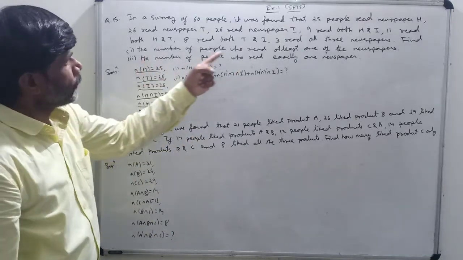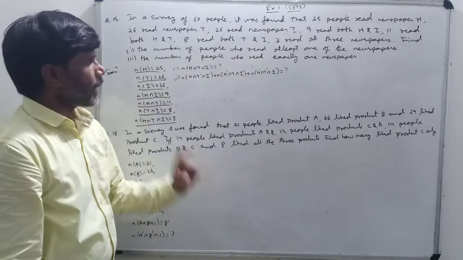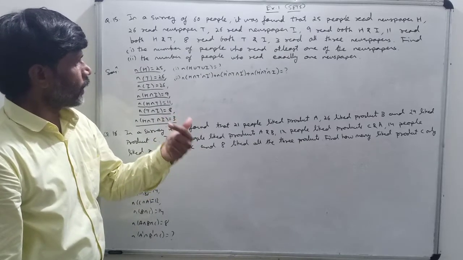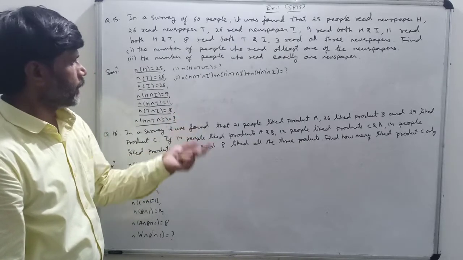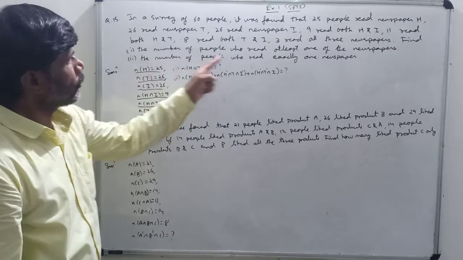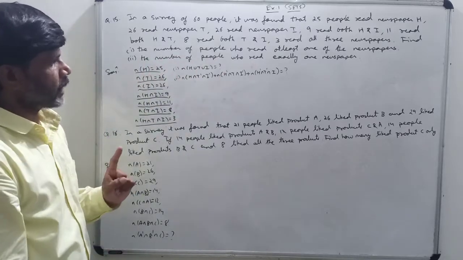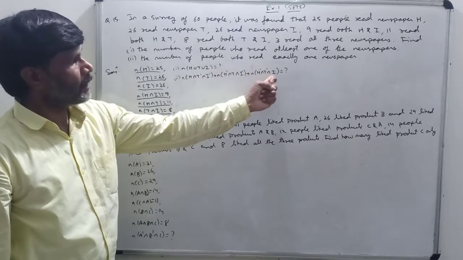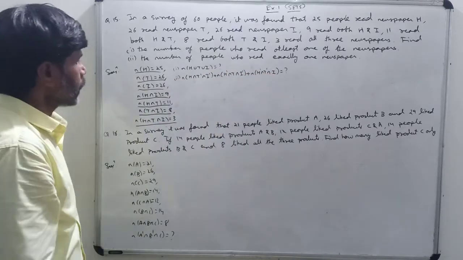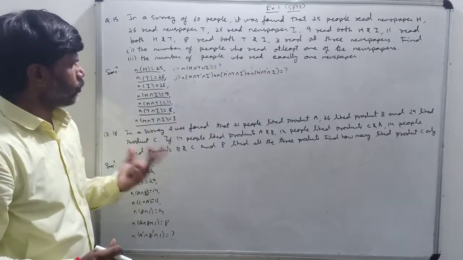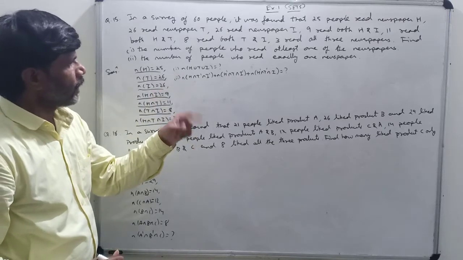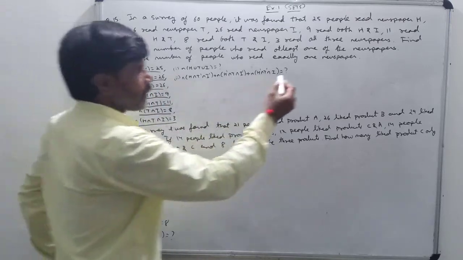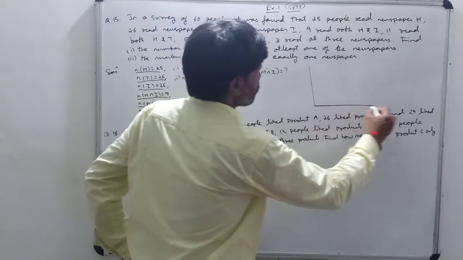Find the number of people who read at least one. At least one means what? Union. N of H union T union I is the question mark. And the number of people who read exactly one newspaper. Exactly one newspaper means only H, only T and only I. This question we can solve by two methods. One is applying the formula, and another is through Venn diagram. So first I will solve with the help of Venn diagram.